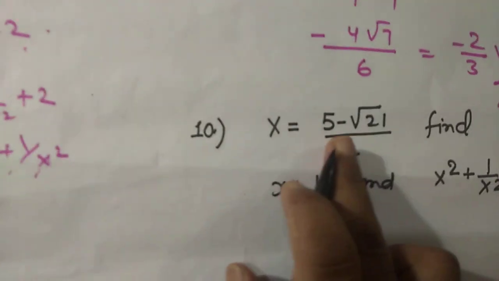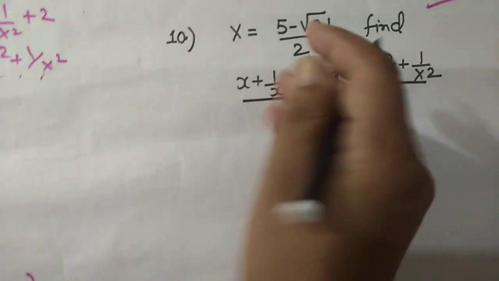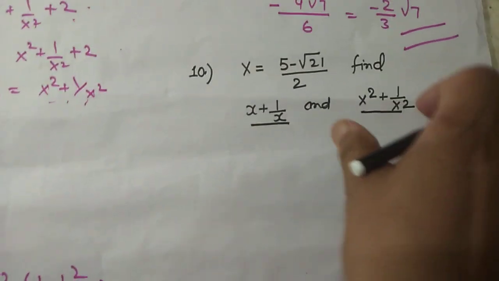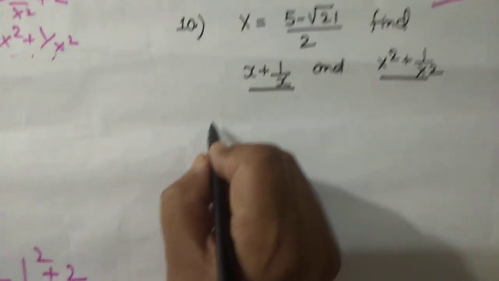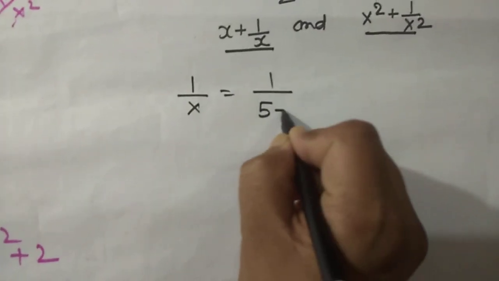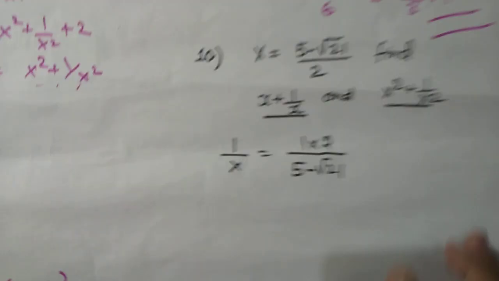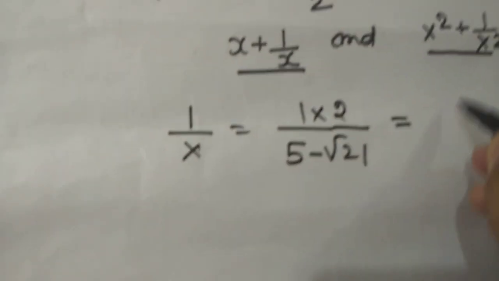Now again, x is given, we have to find x plus 1 by x. I am just going to end with this question. Why? Because you have complete knowledge of algebra also by using algebra in rationalization. x is equal to this, so we need 1 by x. 1 by x is 5 minus root 21 multiplied by 2. 2 will be the denominator. I am not going to waste your time, so this will be rationalized.